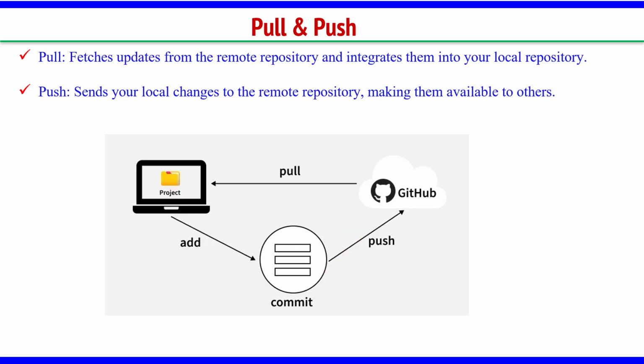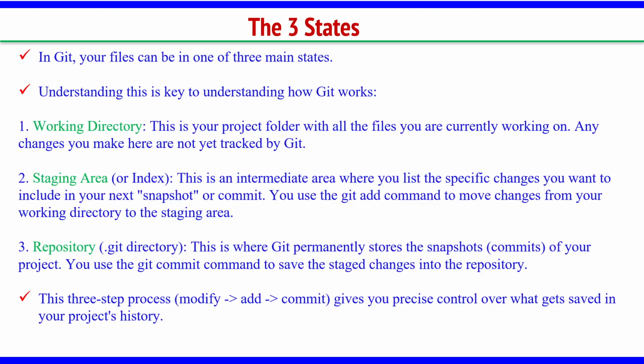So what is pull and push? Push means updating the code back to GitHub, the cloud platform. Pull is getting the latest code from GitHub to my local machine, right? Pull and push. Okay, so these are a few important commands that we have.